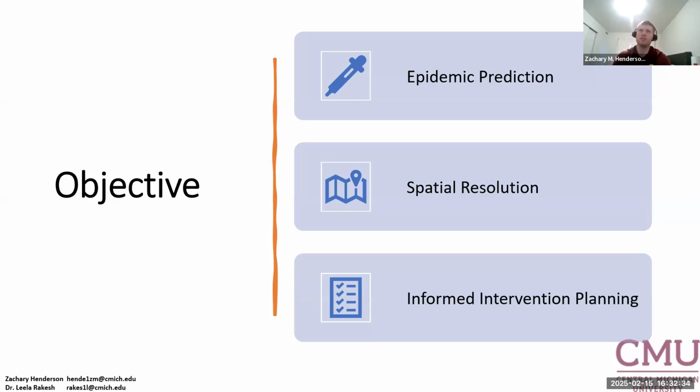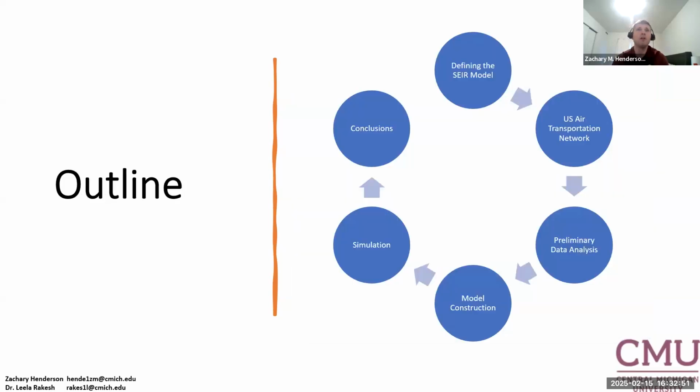Our first objective here is epidemic prediction, so predicting the spread of disease. But in our model, using networks, we also want to get some spatial resolution in our predictions. That's going to help us have more informed intervention planning when we get the different predictions for different locations. So we'll start by defining our SEIR model, take a look at the US air transportation network, do some preliminary data analysis, construct our model, run a few simulations, and draw some conclusions from what we get there.